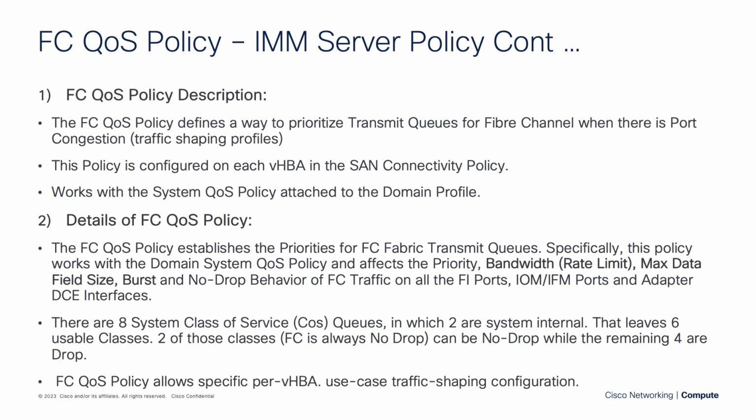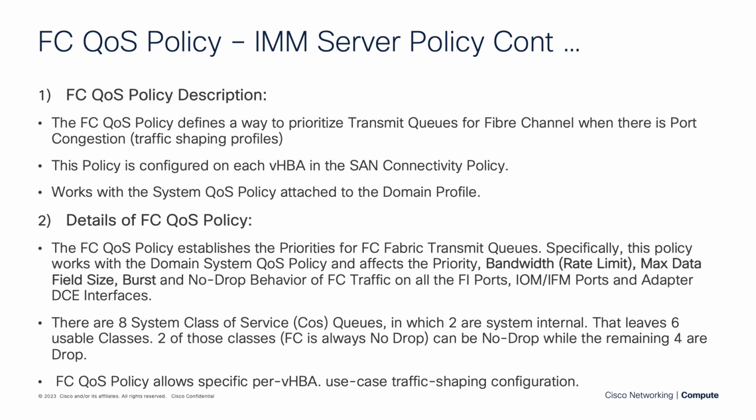Okay, so as far as particulars about this Fiber Channel QoS server policy, we're not going to spend a ton of time because the defaults are pretty well done, and the chances of you doing something outside of the default settings are on the slim side. You can configure this policy per VHBA as part of your SAN connectivity policy. It does work in conjunction with the system QoS policy, which is a domain policy, part of the domain profile, that gets pushed down to the fabric interconnects.